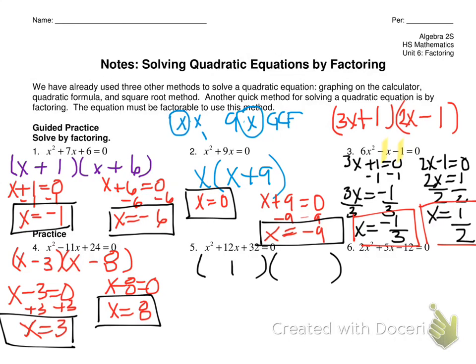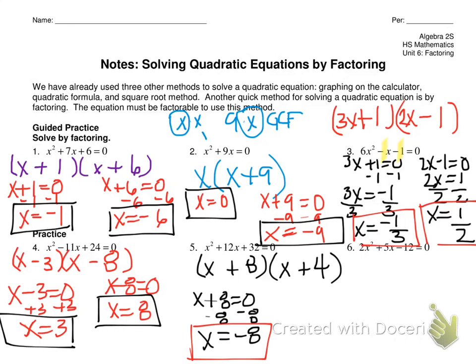Number 5, x squared plus 12x plus 32 factors into x plus 8 times x plus 4. We set each of those equal to 0. x is equal to negative 8, and x is equal to negative 4.